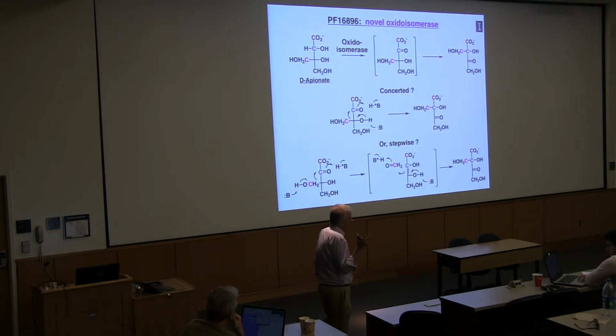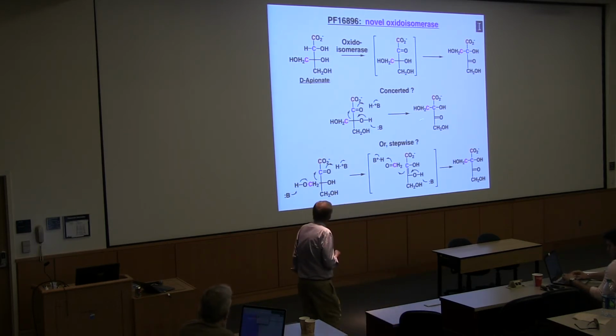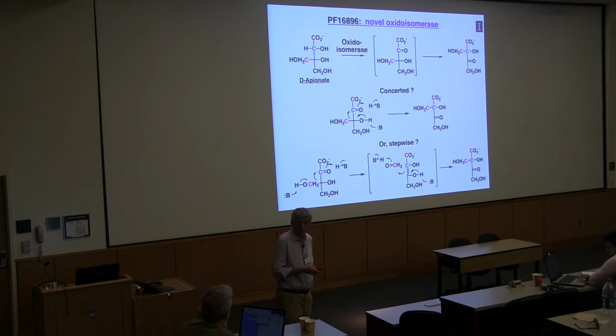So I'm giving this as an example. We discovered a novel enzyme. We don't know the mechanism. We haven't figured out the mechanism. We don't know if this is a concerted reaction. We don't know if it's stepwise by generation of a formaldehyde intermediate. But if we had the time and interest, we could try to sort this out, all right? But this is a novel enzyme.